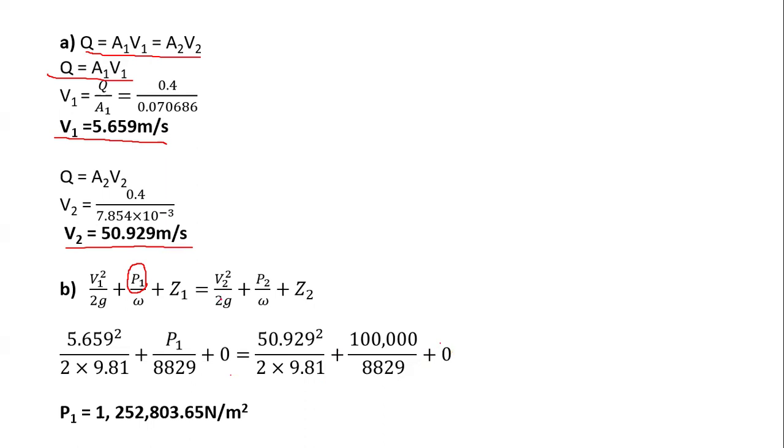Remember, where we have Z1 and Z2, we said these are actually zeros from the data because the pipeline is horizontal. Once you do that, make P1 the subject of the formula. What you find is the answer we have down here, which is 1.252 meganewtons per square meter, or 1,252,803.65 newtons per square meter. That is our final answer.